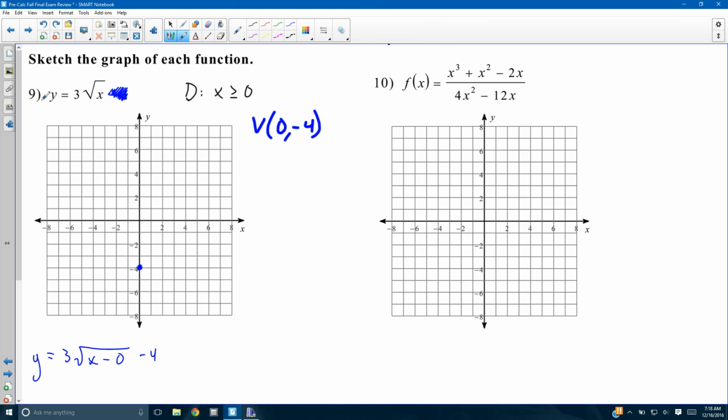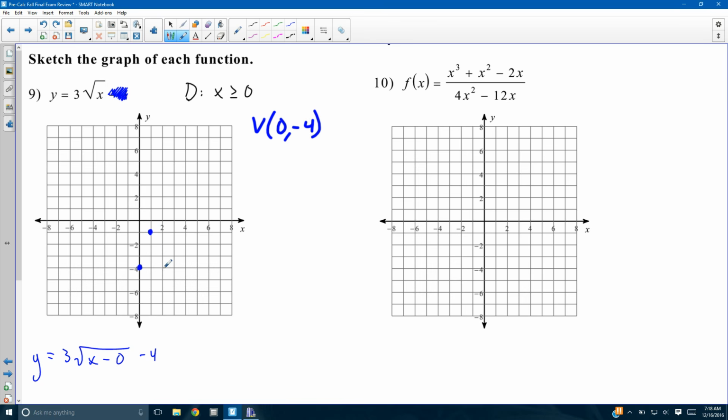So now I'm really looking at graphing this right here. I want to plug in values for x that are going to give me good values for y, like integer values. So let's plug in perfect squares for x. I've already plugged in 0. Let's plug in 1. Square root of 1 is 1, times 3 is 3.